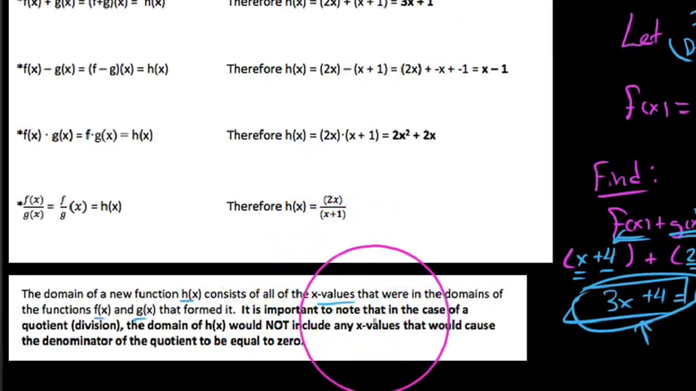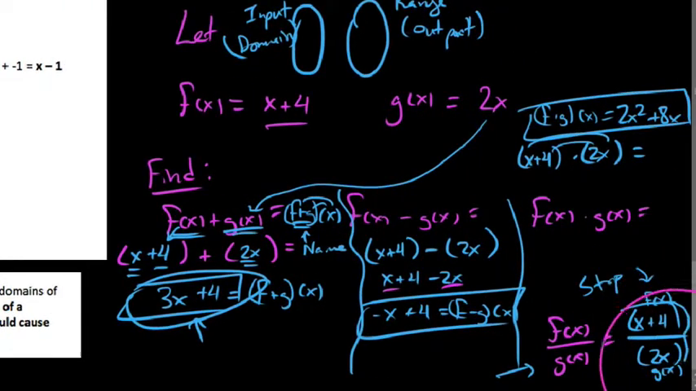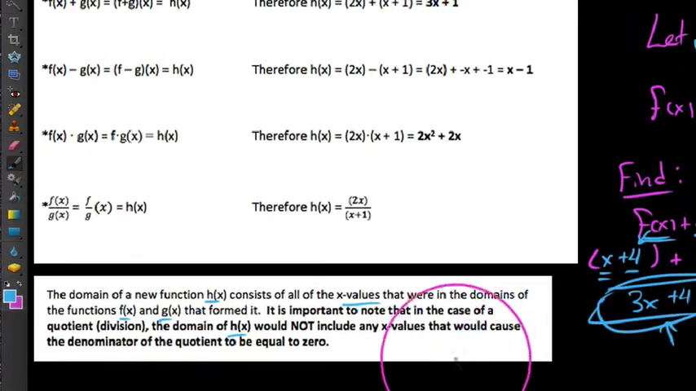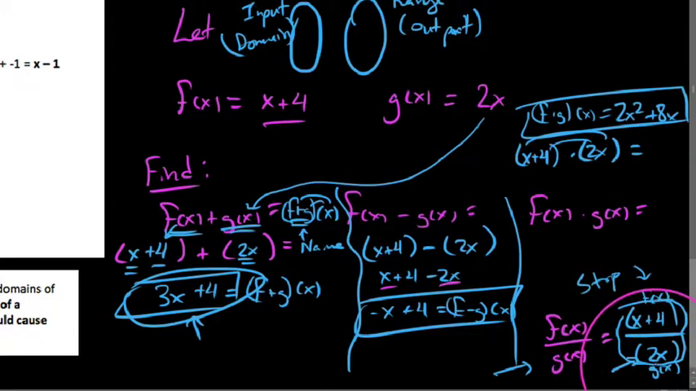So I say it is important to note that in the case of a quotient or division, so this would be like our last example over here, the domain of h of x, that is the domain of the new function, so we got this new function x plus 4 over 2x, could not include any x values that would cause the denominator of the quotient to be equal to 0. That is, we couldn't put in any x values down here that would cause the basement to be 0.